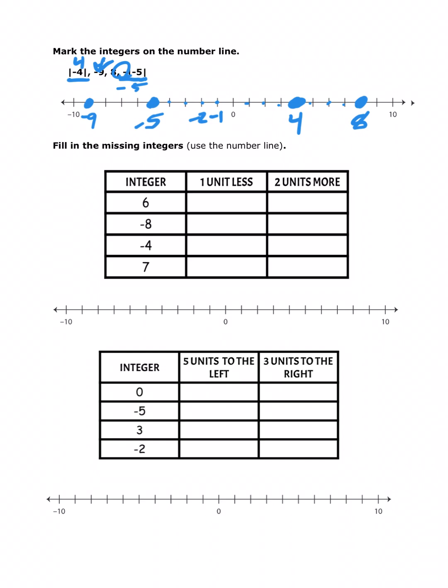Now, on the next tables, it says fill in the missing integer. Well, it tells me my integer is 6, so let me use the number line that's below it. Let me find 6. 1, 2, 3, 4, 5, 6. And I want 1 unit less. So if I go to 6 and I go 1 less, that's going to put me at 5. Remember, we say left is less. So if I want less, I go to the left.